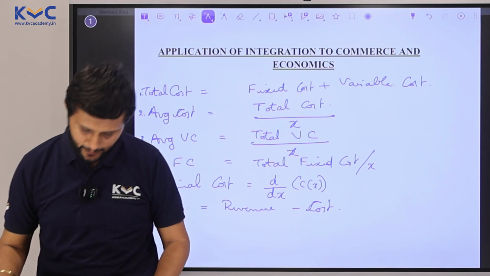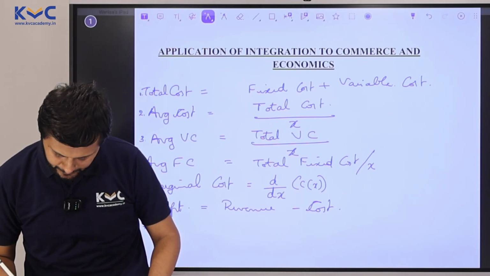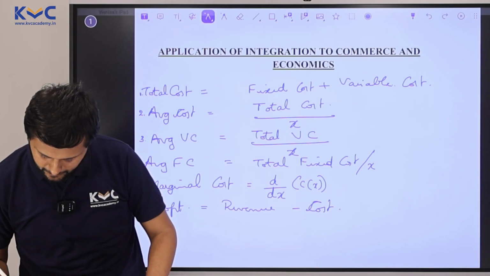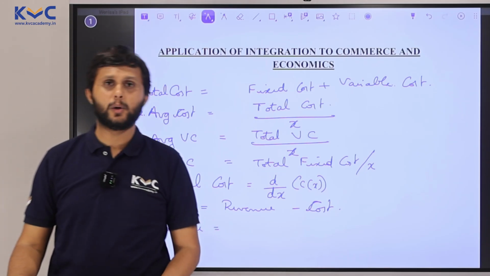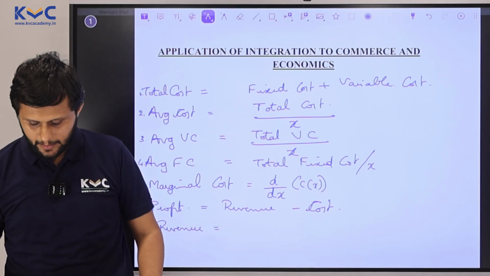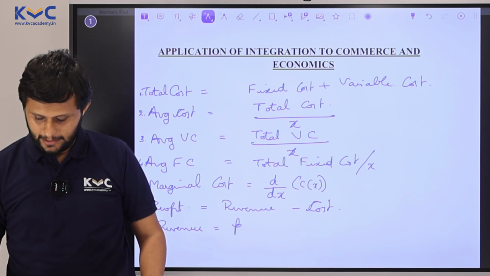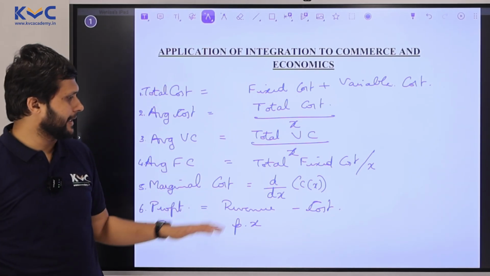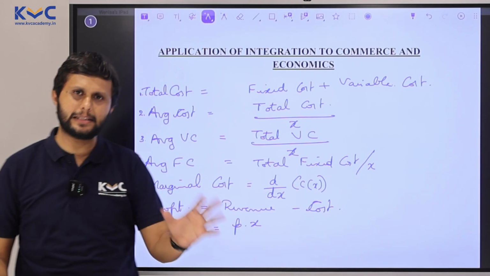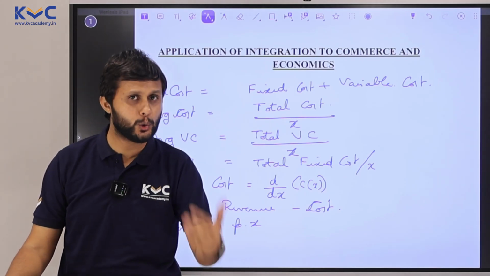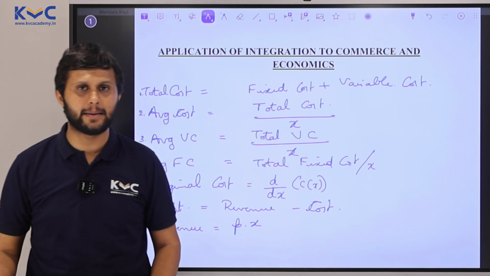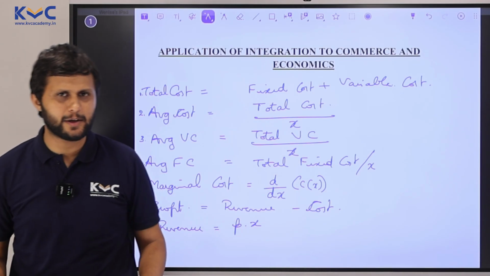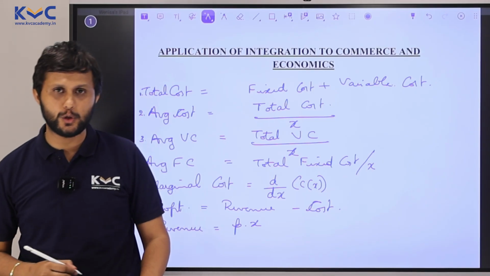Now it's about revenue. How to calculate revenue? Revenue is about price into number of units. I told you number of units we are taking as x because that will change our revenue. If I sell 1 unit, 2 units, 3 units, the revenue is not going to remain the same. Price is going to remain the same. So we have a price function and then we have the number of units.